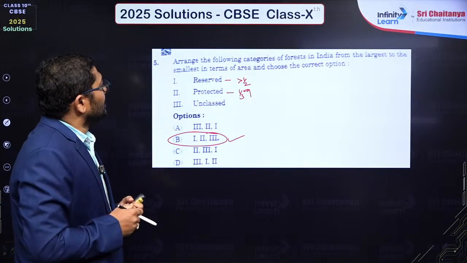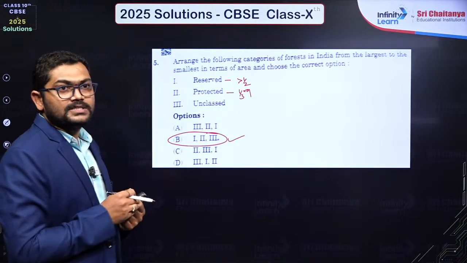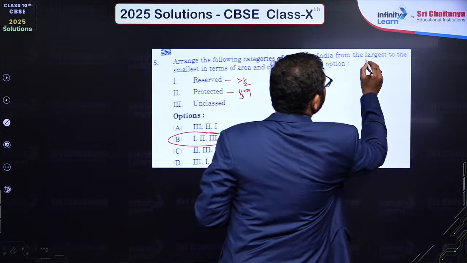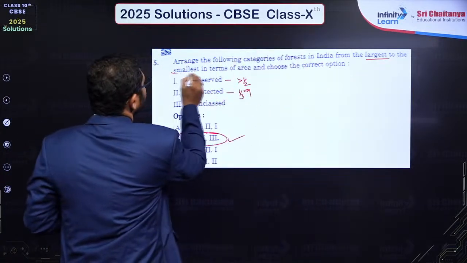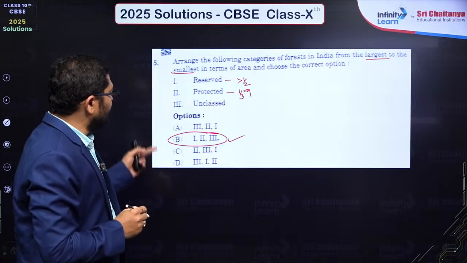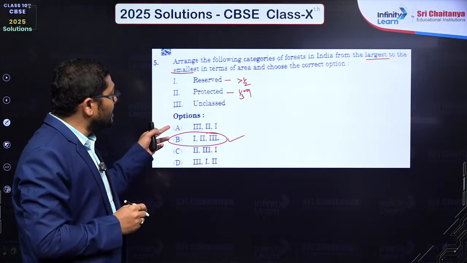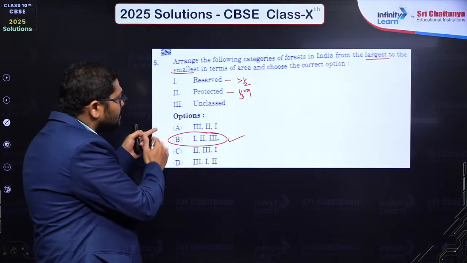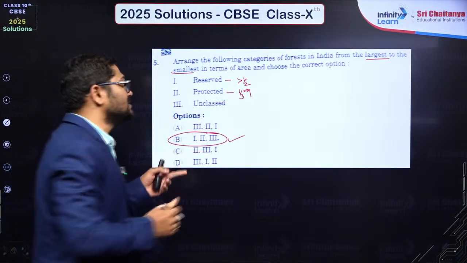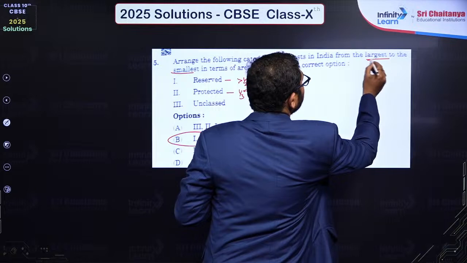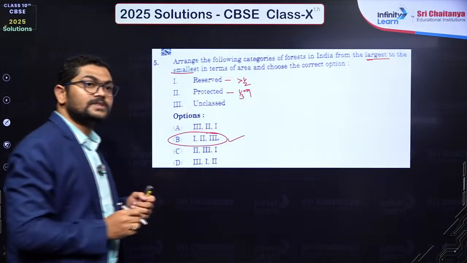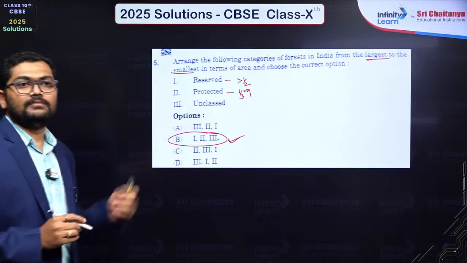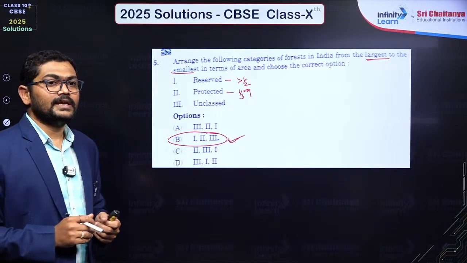Fine. From the largest to the smallest. So there the students need to be very, very careful. The question is asking about what? From the largest to the smallest. If you see the options, we have another option, option A, where we can arrange these different kinds of forests from smallest to the largest also. But the catch is that, yes, we need to find out from the largest to the smallest. So that's the reason why option B stands to be true for question number 5. Yes?